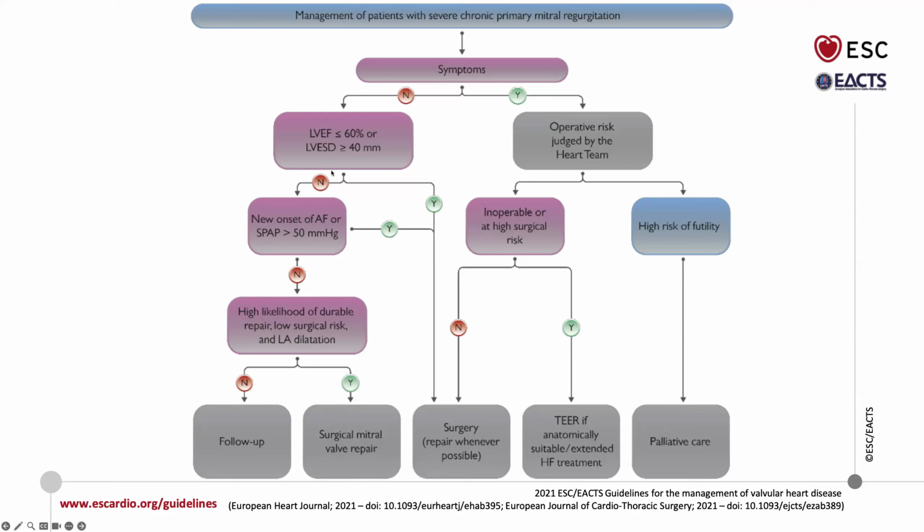If you don't have those things, it's still possible for you to send a patient to surgery if they have new onset AFib that is thought to be related to the mitral regurgitation, or if the PA systolic pressure exceeds 50 millimeters of mercury.